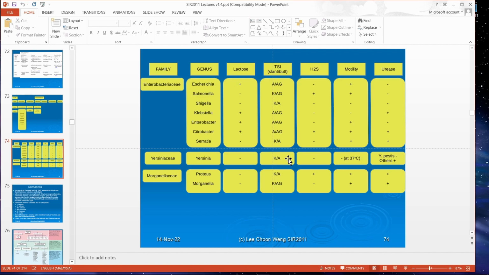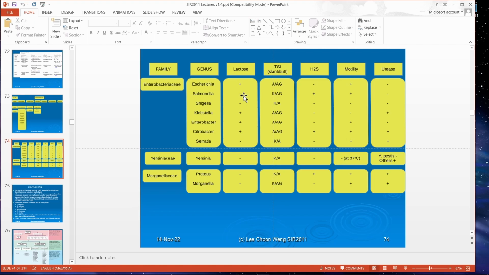This is a simplified identification table. I've only selected the bare minimum for you to be able to split the genera. For the identification, I just put plus and minus, but you know very well, no result is 100% positive, no result is 100% negative, right? So this is just for the majority. Mainly, this is what you expect.